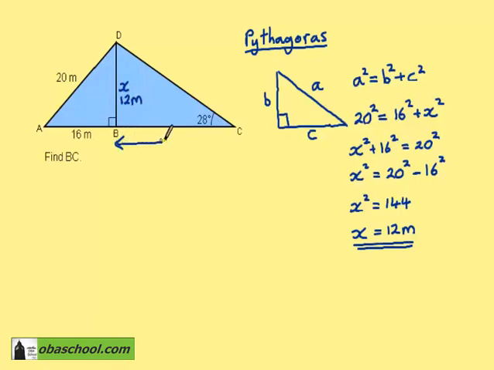We want to find the length of BC, and I'm going to call that y. We know this is a right angle. Remember, we have 180 degrees on a straight line, and the angle to the left, the angle DBA, is 90 degrees, so it follows that DBC must also be 90 degrees.